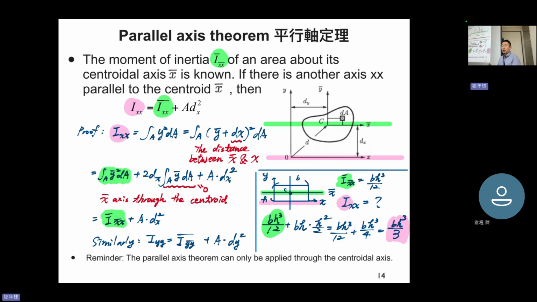And you know that if you move away from the central axis, you will always get a higher I. Okay? So I guess I need to finish. Thank you for today. If you have any questions, just come here. All right? Thank you. Bye.